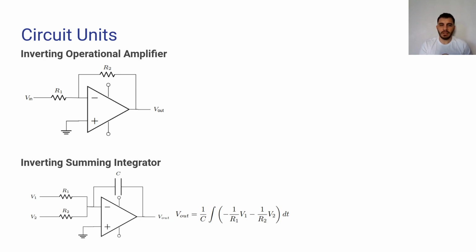The second is the inverting summing operator, again based on operational amplifier, where you can see that it takes, in this case 2, but it can take multiple signals as input, in this case V1 and V2, and what it outputs is actually the integral as described in this equation. So with this one we can actually simulate the integration process.